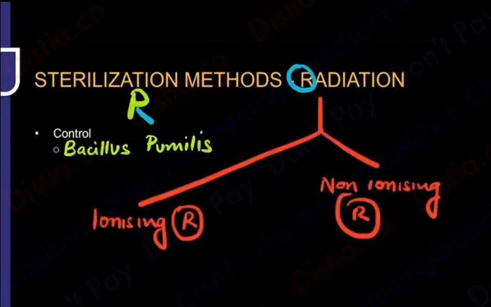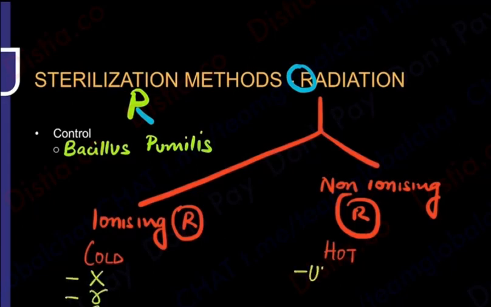So let's do a recap. When we are talking about ionizing radiation, it is very, very cold. It will pierce the product. It will kill the spores also. Non-ionizing radiation is the hot radiation. In cold you have X-rays, gamma rays, and cosmic rays. In hot you have ultraviolet rays and infrared rays.